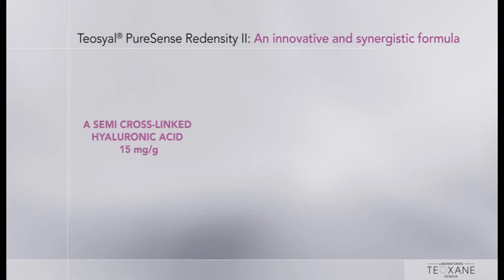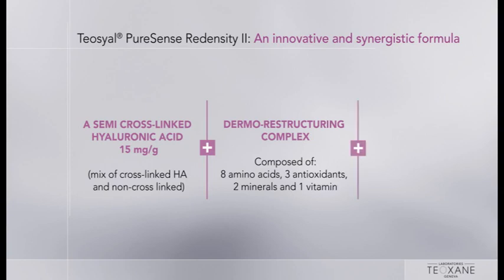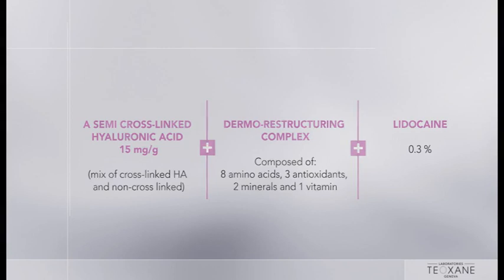The hyaluronic acid of Redensity II is a mix of cross-linked hyaluronic acid and non-cross-linked hyaluronic acid, conferring unique properties to the gel. A dermorestructuring complex composed of 8 amino acids, 3 antioxidants, 2 minerals, and 1 vitamin, enabling revitalization of the skin. Lidocaine at 0.3% for greater patient comfort.